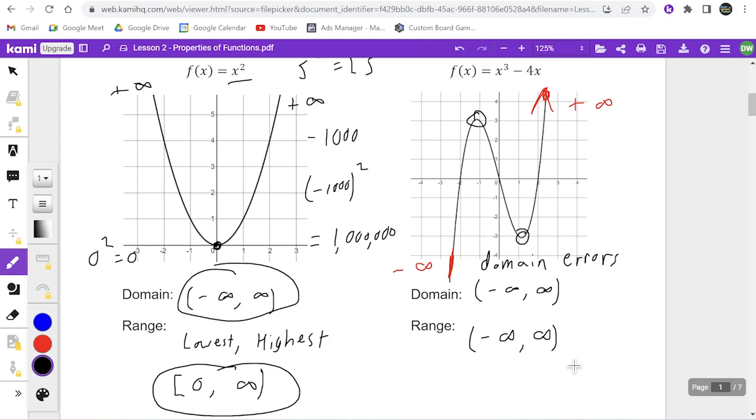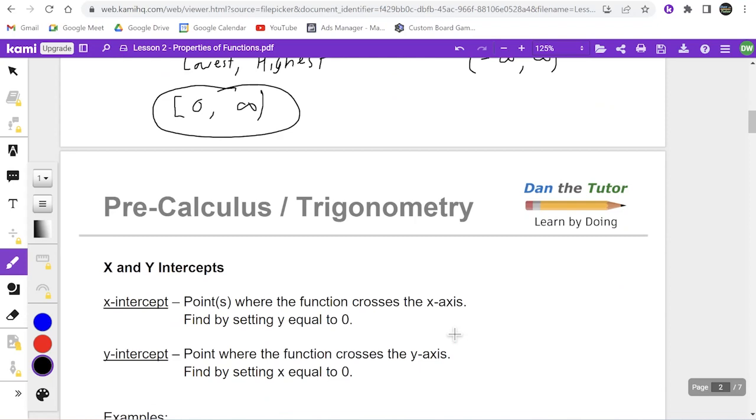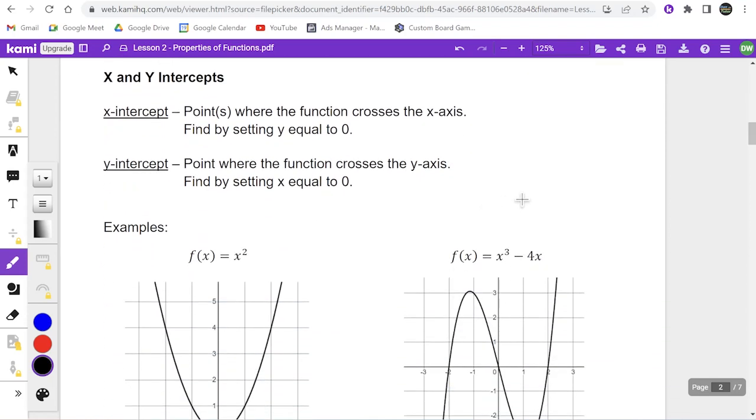Okay, excellent. We're now on to the next topic of discussion, the x and the y intercept. Basically, easiest way to explain it, an x-intercept is where the function crosses the x-axis. The confusing thing about the x-intercept is that this is where you set y equal to 0 and solve. That's how you find the x-intercept.